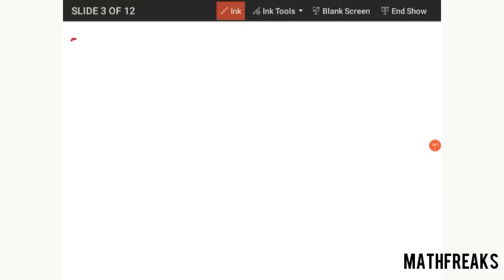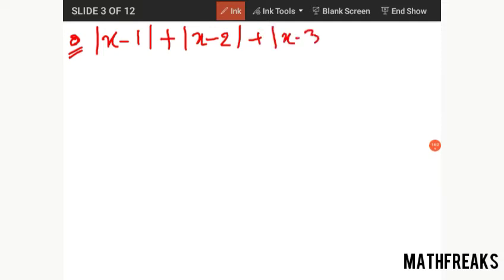Now I will give you another question from the same approach, that is mod of x minus 1 plus mod of x minus 2 plus mod of x minus 3 is equal to 5. Okay, this is another question. I will give you this as homework. Same approach, try to solve this with the same approach as I showed you. Okay, this is your homework.